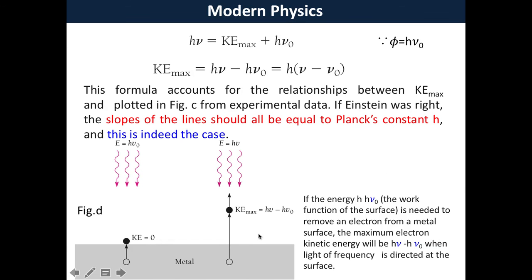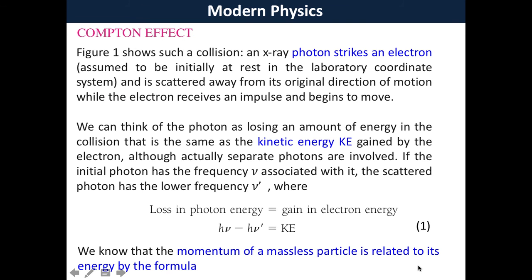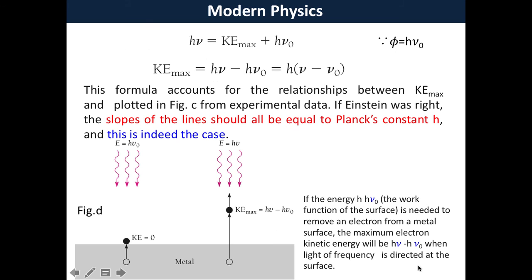Here is the explanation of this figure: if the energy h nu 0, the work function of the surface, is needed to remove the electron from a metal, the maximum electron kinetic energy will be h nu minus h nu 0, where nu is the frequency of the light directed at the surface. So here the photoelectric effect is complete.